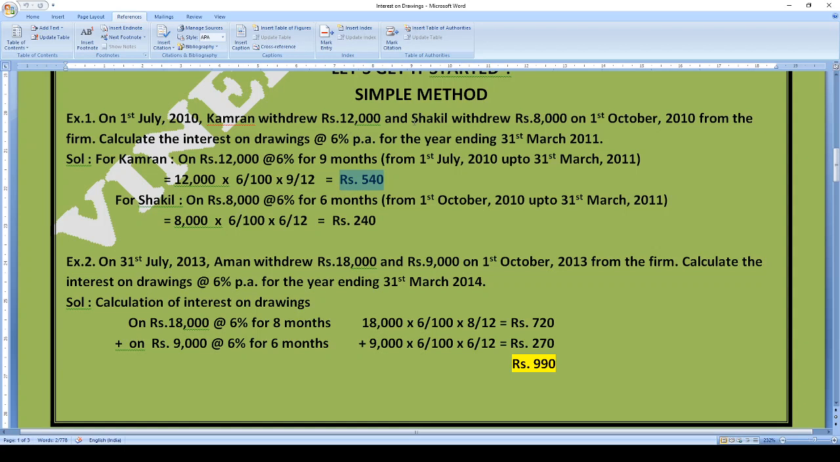And similarly we can make the calculation for Shakil on rupees 8,000 at the rate of 6% per annum. For 6 months we have to calculate, because the date of drawing of Shakil was 1st October 2010, and up to the year end date it becomes 6 months. So for 6 months we have to make the calculation. Here we are: the amount of interest on drawing is 240.